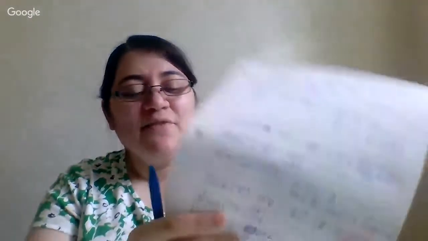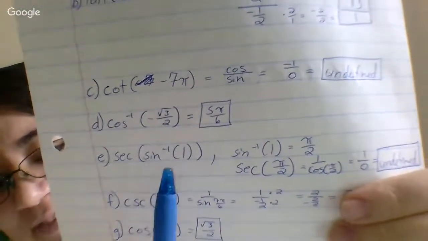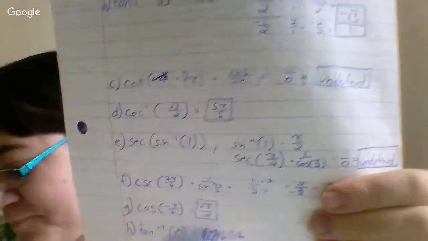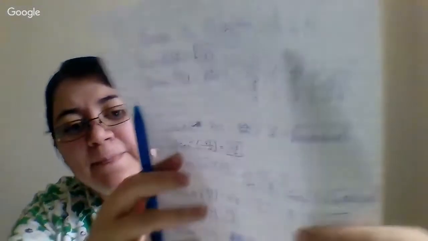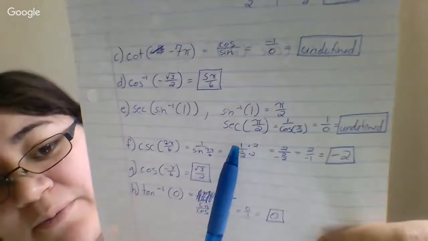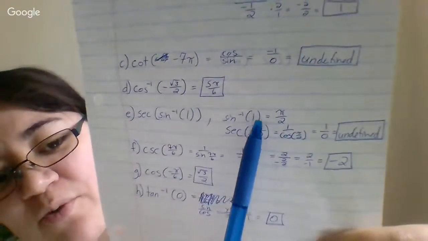So for this one, we have secant of inverse sine of 1. So what we are going to be doing for this one, I separate it out into the inverse of sine of 1. So we're going to find the inverse of sine is 1. So I have that as being pi over 2.